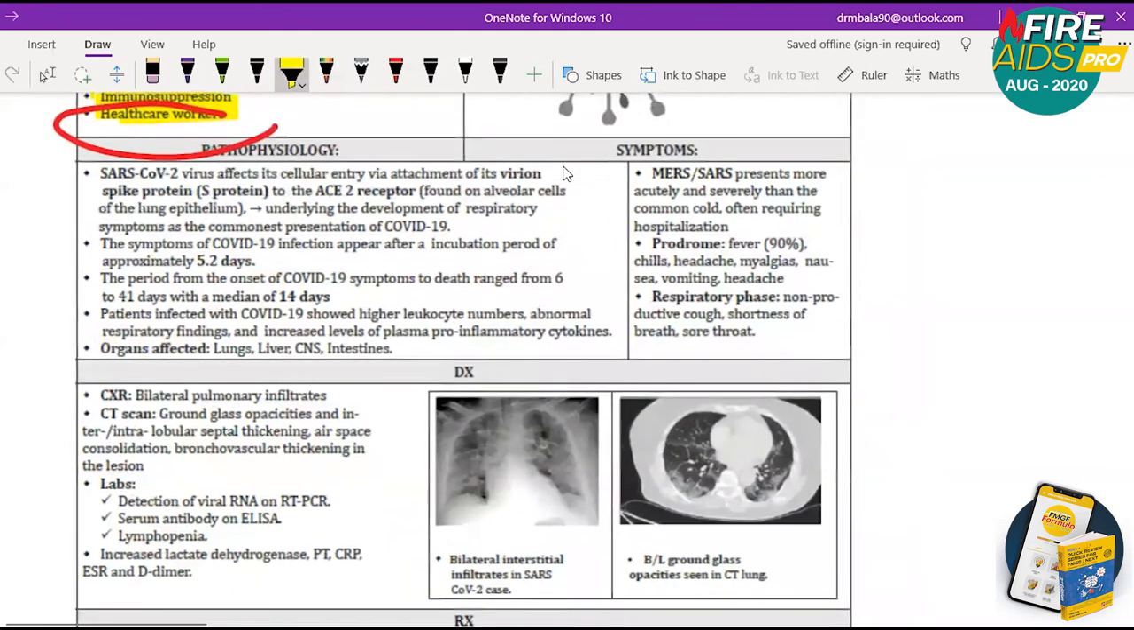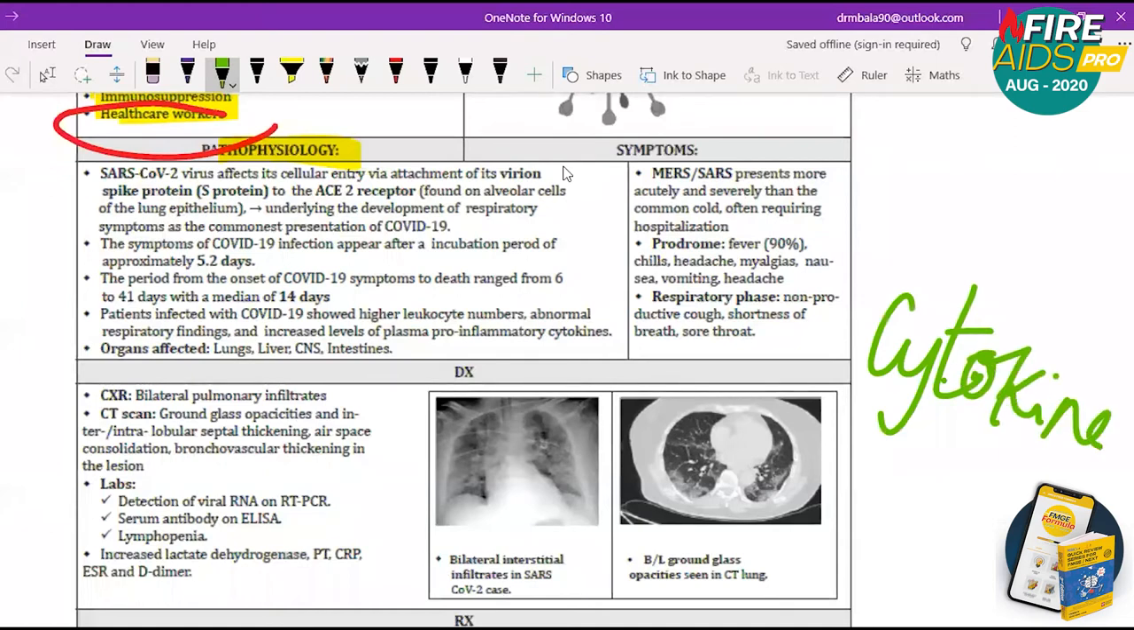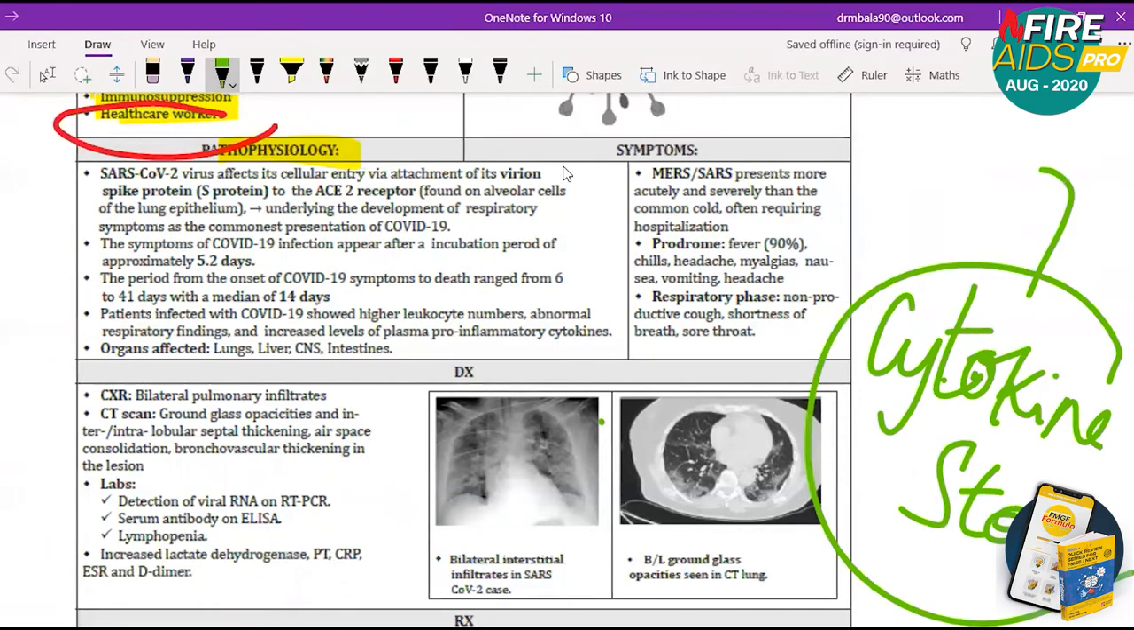Then we need to look at the pathophysiology. When we look at the pathophysiology, what happens in COVID, one word that is killing all the patients, I could say, is a cytokine storm that is happening in the patient. This is what I can focus on. So in a COVID patient, there is enough cytokine storm to destroy the lung totally. So cytokine storm, if I were the questioner, this is the word I'd be focusing on in your examination. But still, I think we should know the entire pathophysiology.